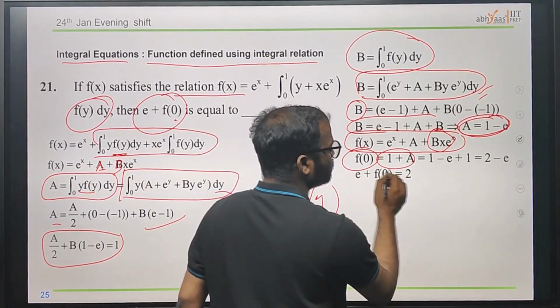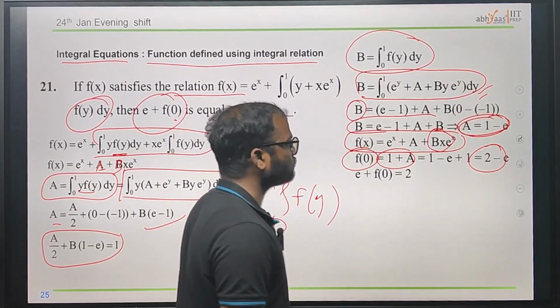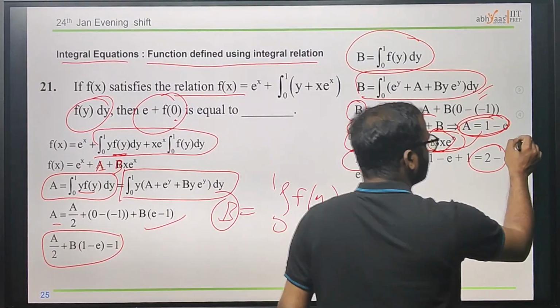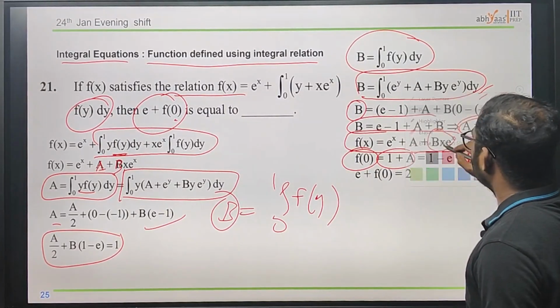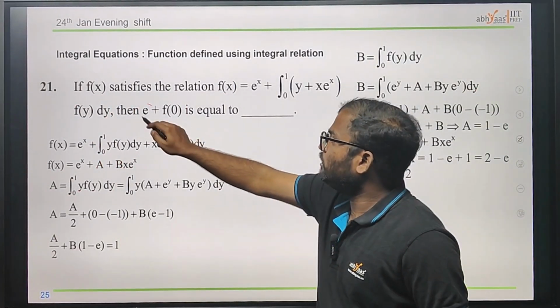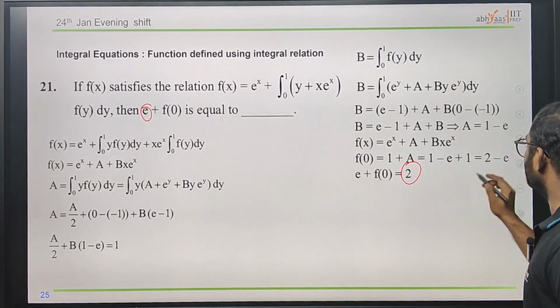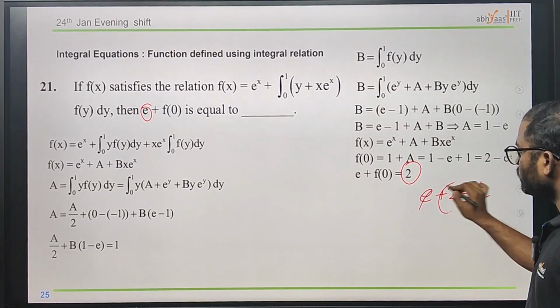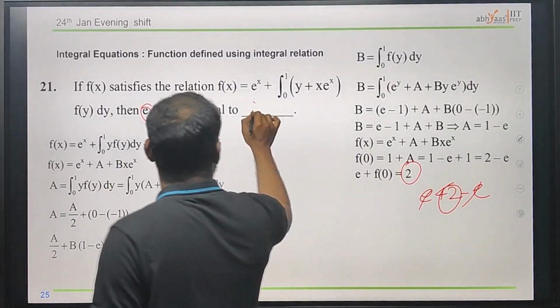We got f of 0 as 2 minus e. Therefore we got this one by using this a1. Now we got f of 0, just add this one with e. We will get 2, since e plus 2 minus e gives 2. That's how we got 2 as the answer.